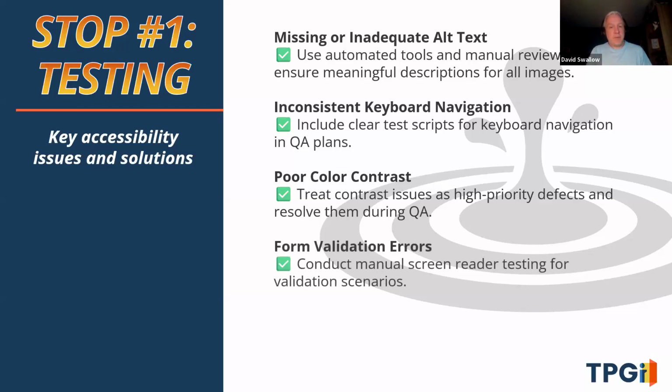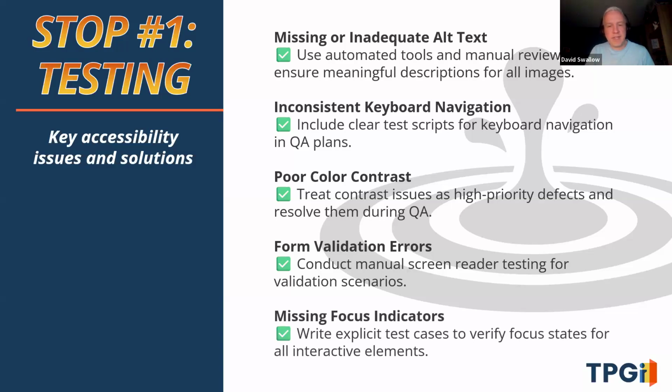Form validations are not announced properly. So this issue requires manual testing with assistive technologies like screen readers, and without those checks, it will be missed. So the ripple effect is that users encounter barriers when submitting forms and can't proceed. What should happen is manual screen reader testing must be an integral part of QA cycles, including detailed validation error scenarios.